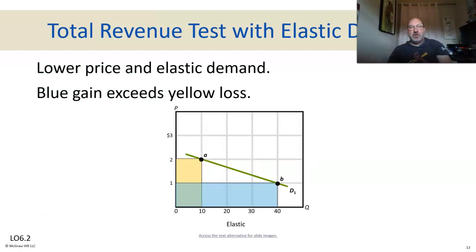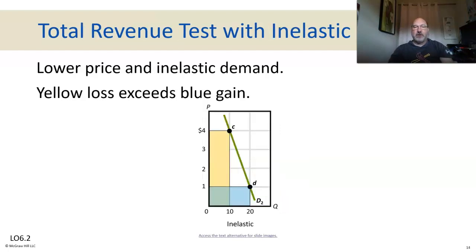Total revenue test with elastic demand. You lower the price on an elastic demand. The blue gain exceeds the yellow loss. So with yellow, you only lose a little bit, and gain a lot with blue. So if you have an elastic product, lower your price by just a little bit, you will gain revenue. If you lower the price with inelastic demand, that is not a good idea. You should raise your price with inelastic demand. The yellow loss exceeds your blue gain. So you lose a lot with yellow, gain very little with blue, and boom, you lose.